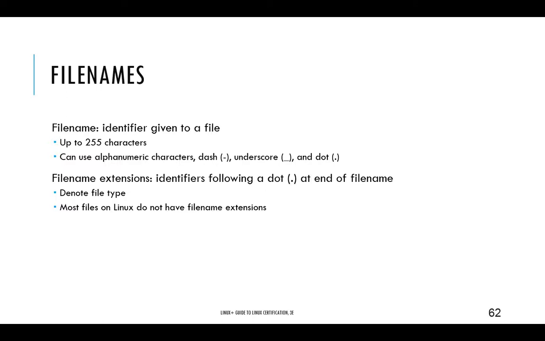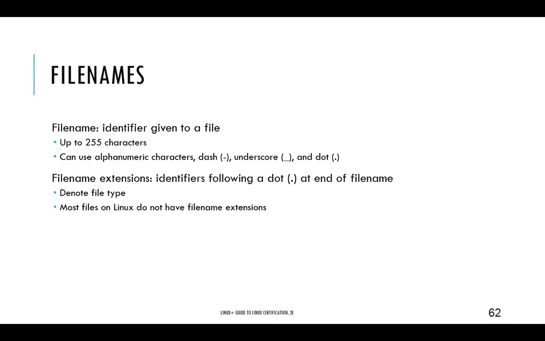Same as Windows. File name extensions. Identifiers follow the dot at the end of the file name. Most files in Linux do not have any extension. So you didn't have the 8.3 problem.